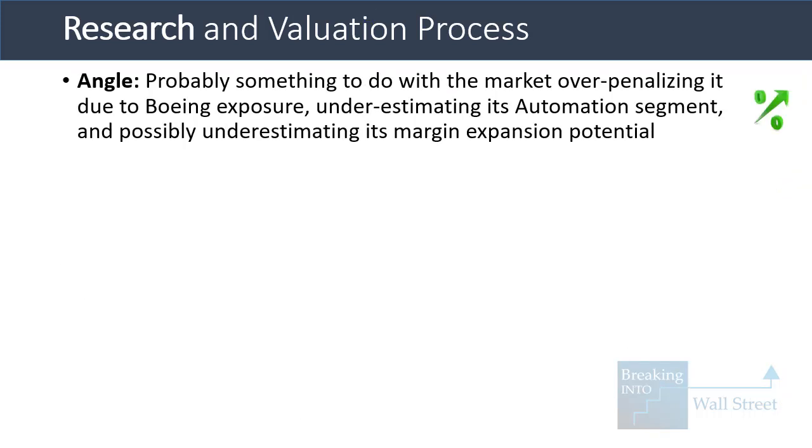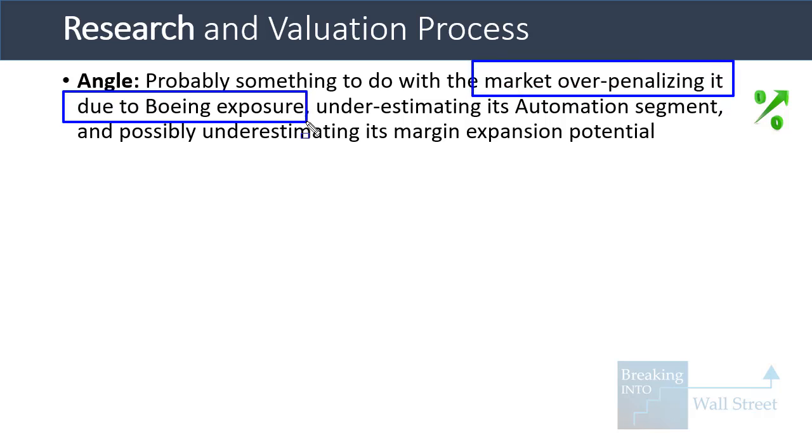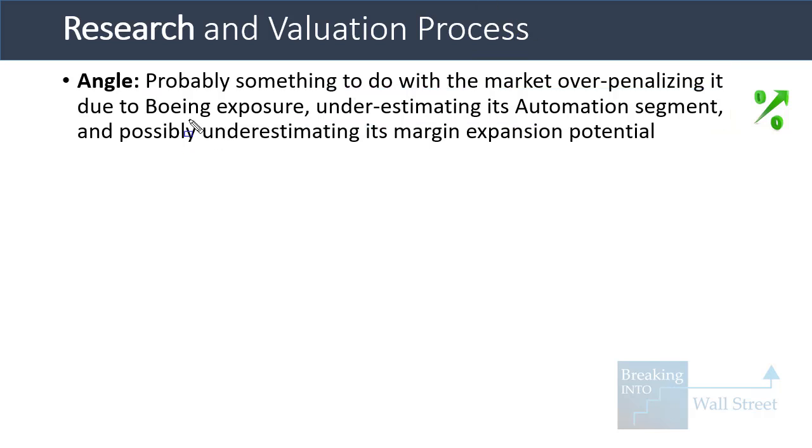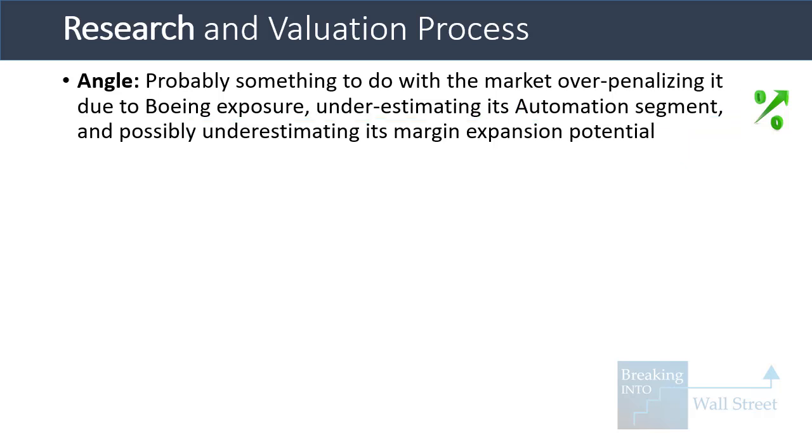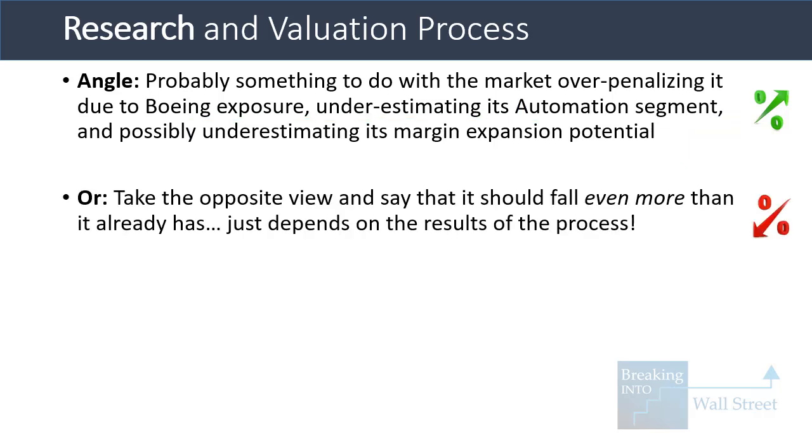The angle here would probably be something to do with the market over-penalizing it because of its exposure to Boeing, maybe underestimating its automation segment, and maybe also underestimating its margin expansion potential. If the automation segment really takes off, presumably its margins will go up because automating tasks is cheaper than hiring humans to complete them. Or we could take the opposite view, and maybe we'll say that it should fall by even more than it already has.